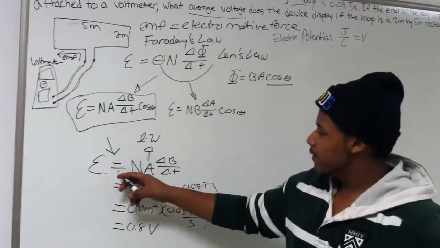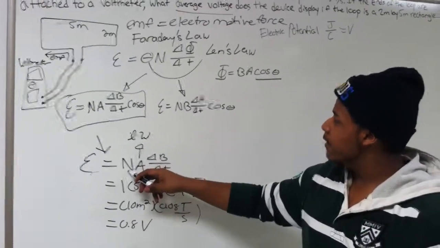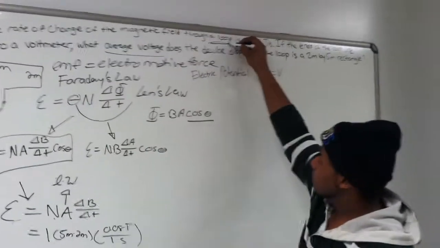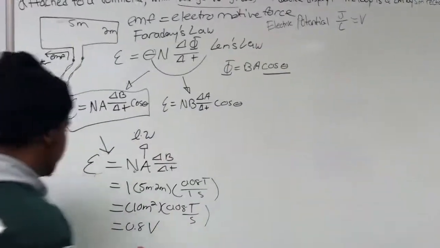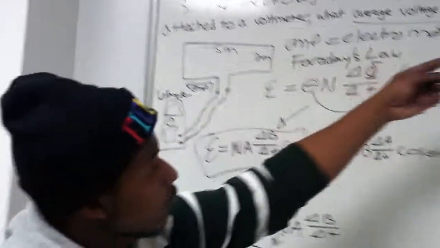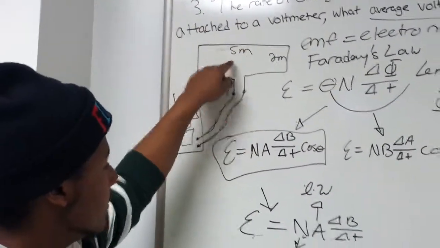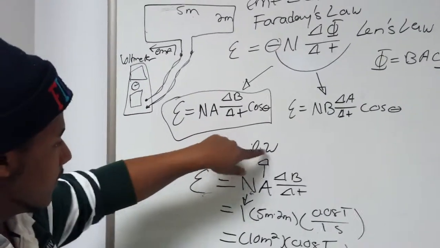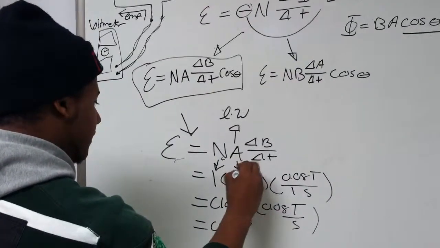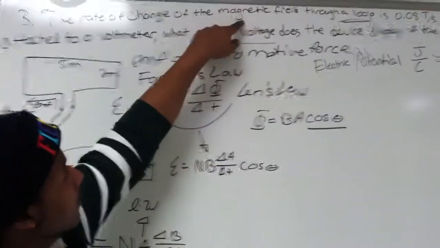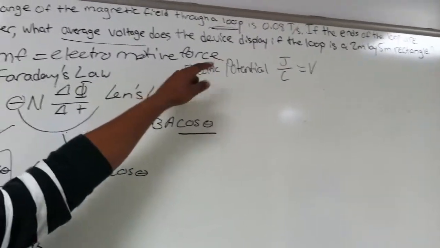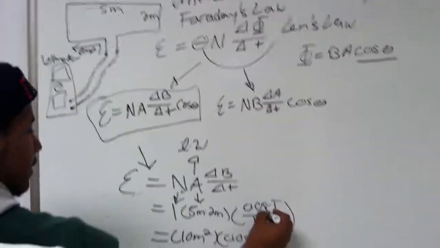So our EMF is equal to N, the number of loops, which is 1 loop, times our area. Our area is a rectangular loop, 2 meters by 5 meters. The area of a rectangle is length times width, which is 5 meters times 2 meters. And our change in magnetic field through the loop was 0.08 teslas per second.